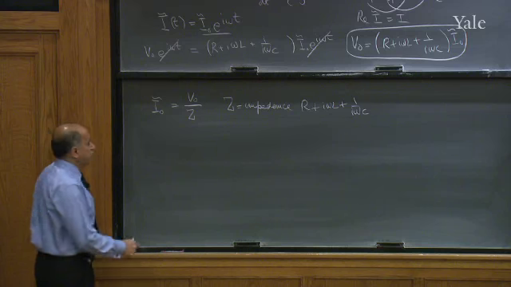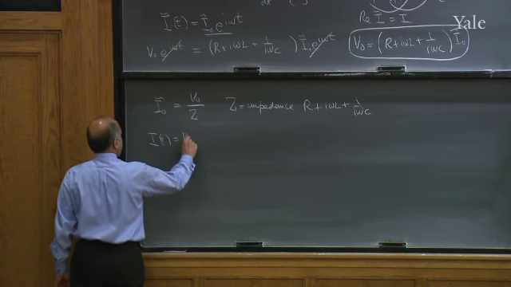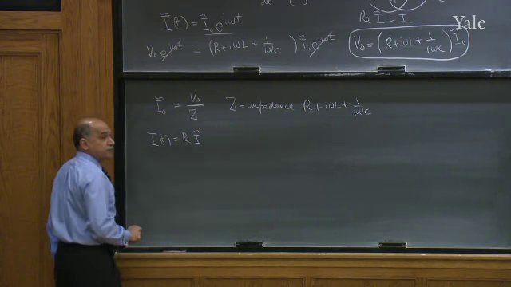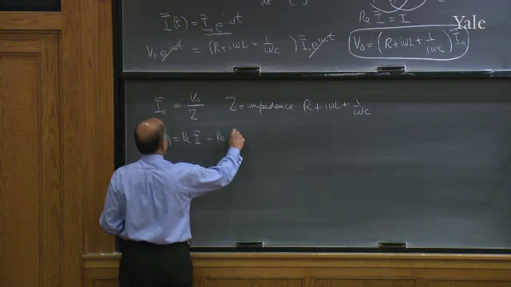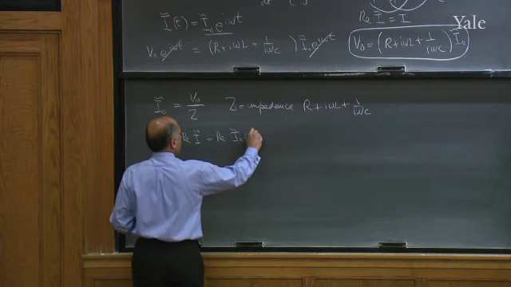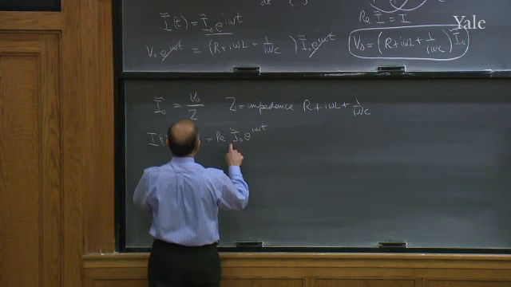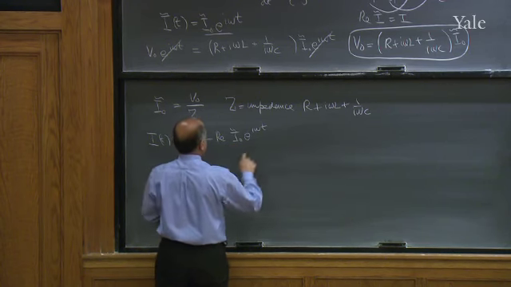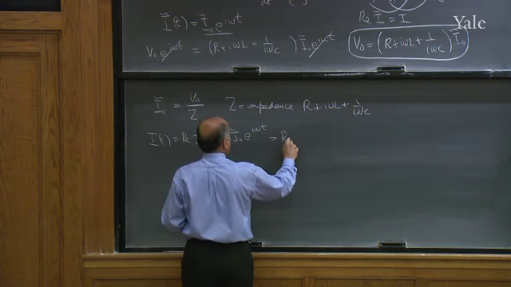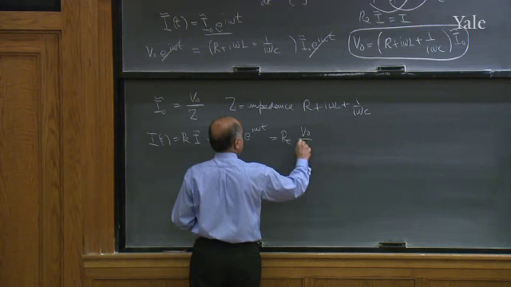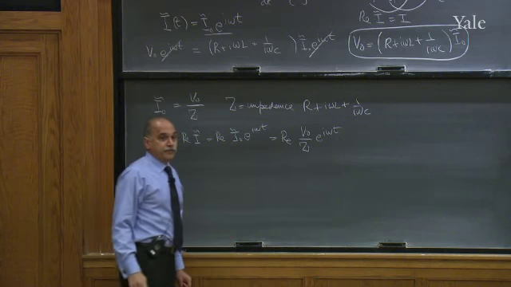What's the current we're supposed to find? The current that I wanted was the real part of I twiddle. That means it's the real part of I twiddle 0 e to the I omega t. And that's going to be then the real part of V0 over Z e to the I omega t.